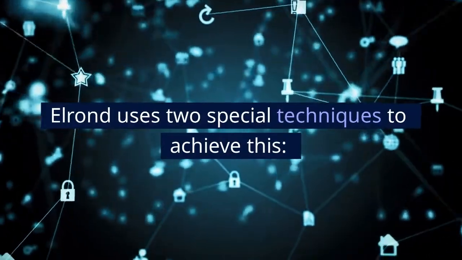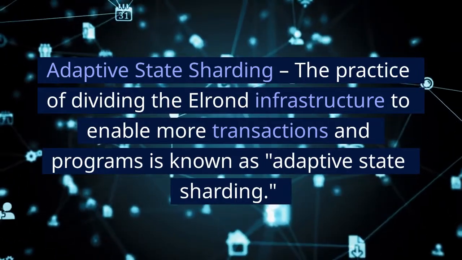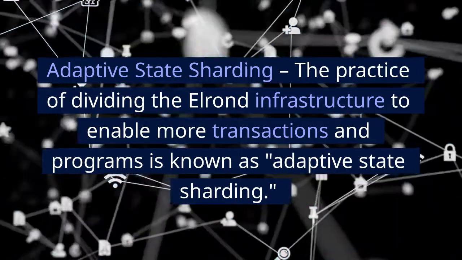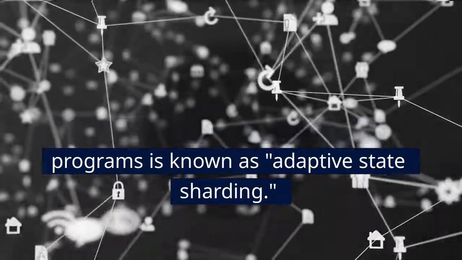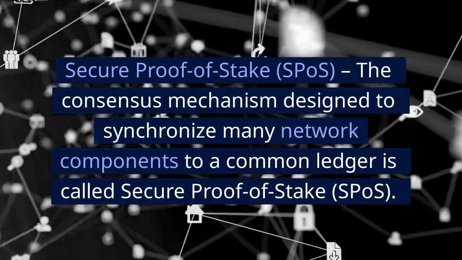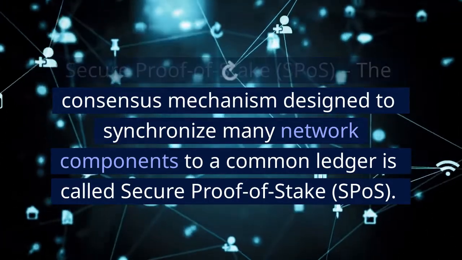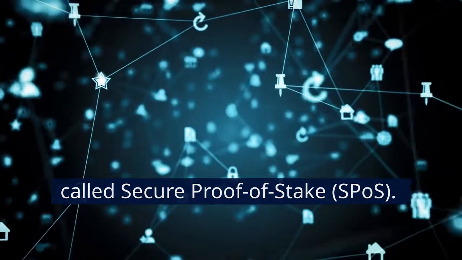Elrond uses two special techniques to achieve this: adaptive state sharding. The practice of dividing the Elrond infrastructure to enable more transactions and programs is known as adaptive state sharding. Secure proof of stake, SPOS. The consensus mechanism designed to synchronize many network components to a common ledger is called secure proof of stake, SPOS.